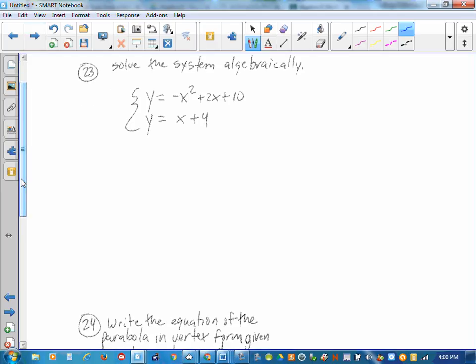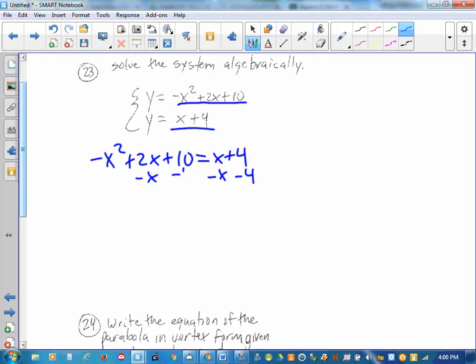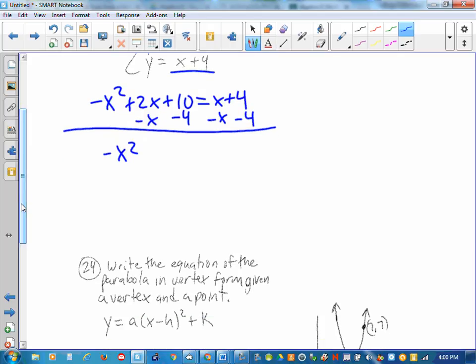systems algebraically. So we know that since this is equal to this, these are equal to each other. So I write down negative x squared plus 2x plus 10 is equal to x plus 4. We get everything on the same side set equal to 0. So we're going to subtract the x and subtract the 4. Line up the like terms. So we get negative x squared plus x plus 6 is equal to 0.